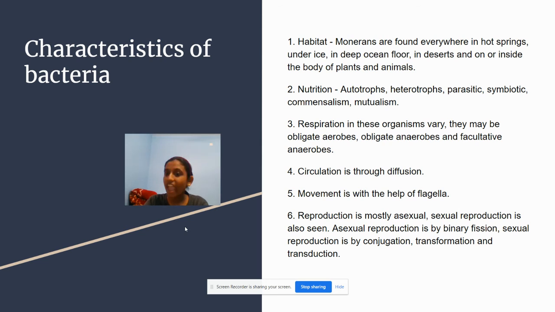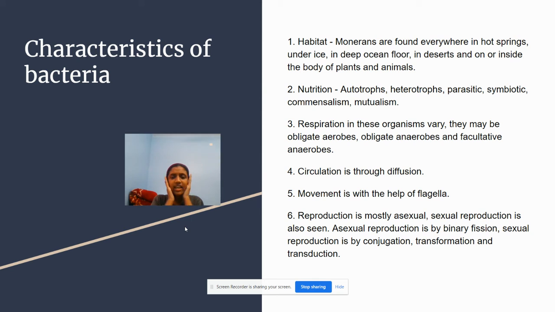So, Monerans are found everywhere: in hot springs, under ice, in the deep ocean floor, in deserts, or on or inside the body of plants and animals. Yes, it is true. They are found everywhere because they are considered extremophiles. So bacteria come into the category of habitat of Monera. That's why some bacteria are found in plants and in the other kingdoms, including the animal kingdom. Yes.